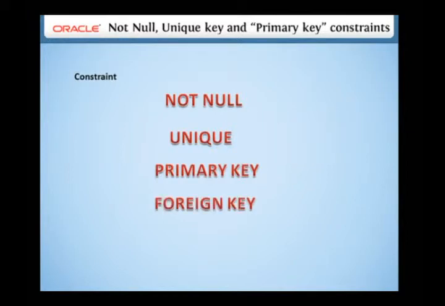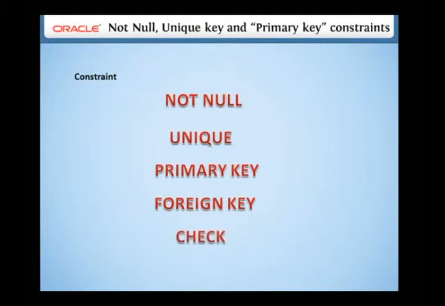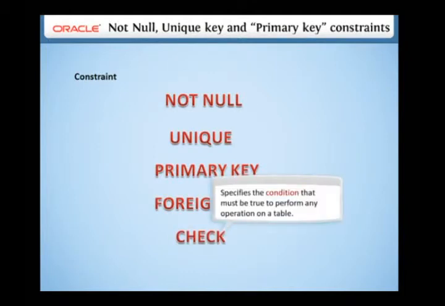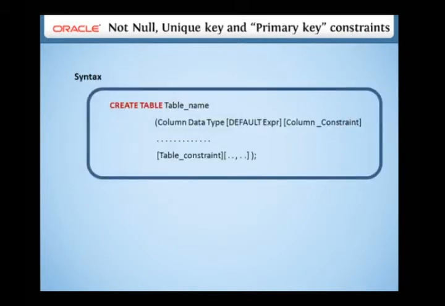Foreign key. This constraint enforces a foreign key relationship between the column and a column of referenced table. Check. This constraint specifies the condition that must be true to perform any operation on a table. Now we will see the syntax for defining constraints.